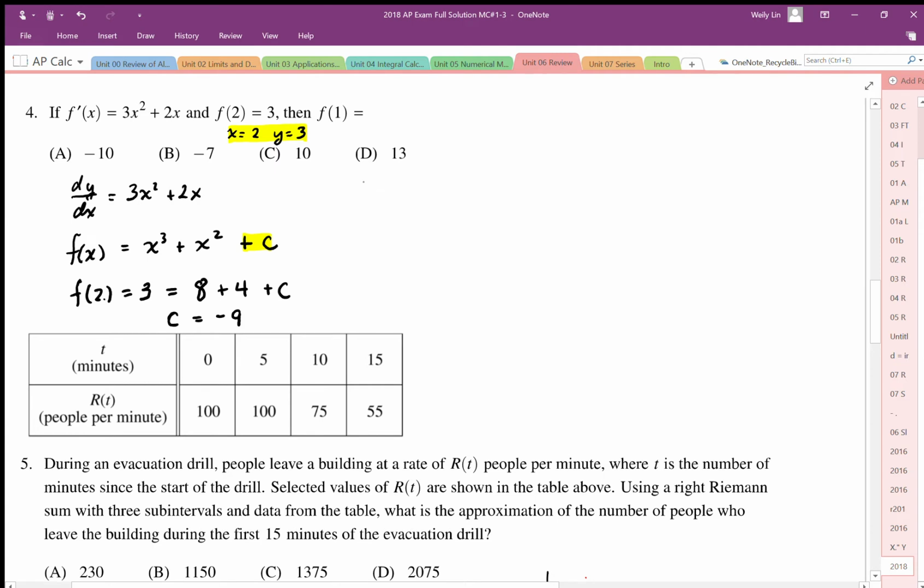So now I have my f function defined. f of x is equal to x cubed plus x squared minus 9. And then we substitute in our 1 into this expression. So f of 1 is going to work out to be 1 plus 1 minus 9. That gives us a value of negative 7. So the answer is B.